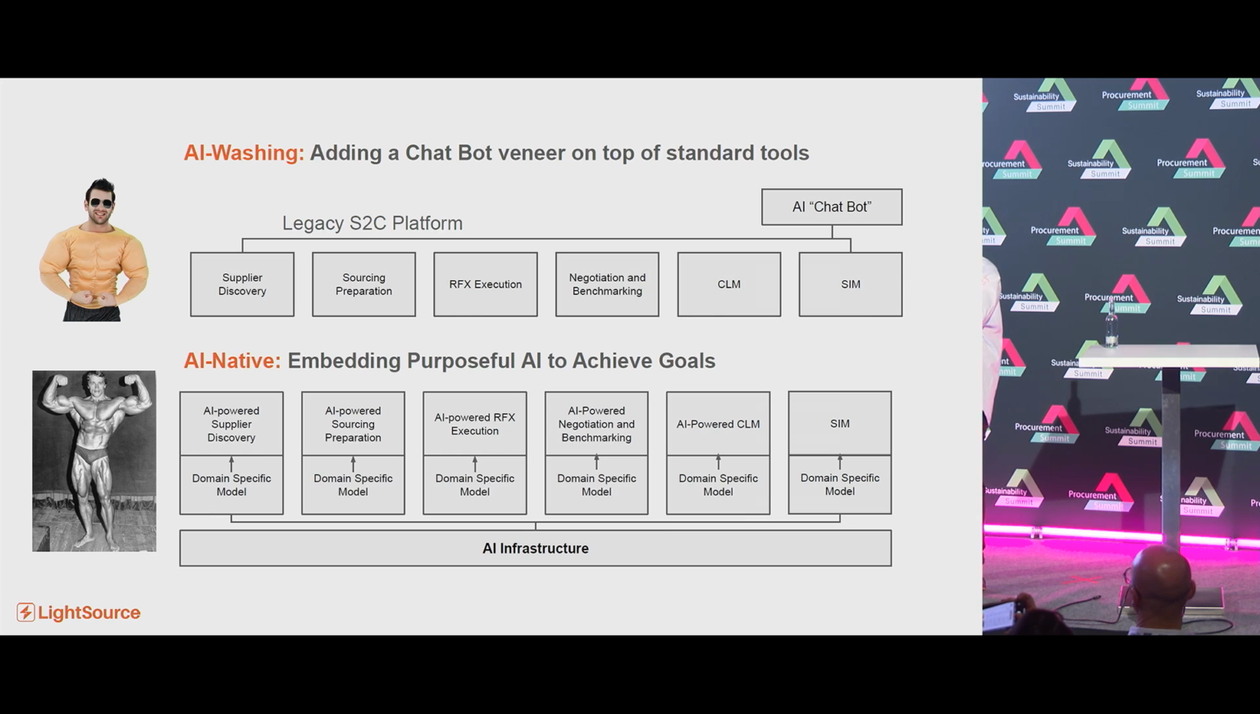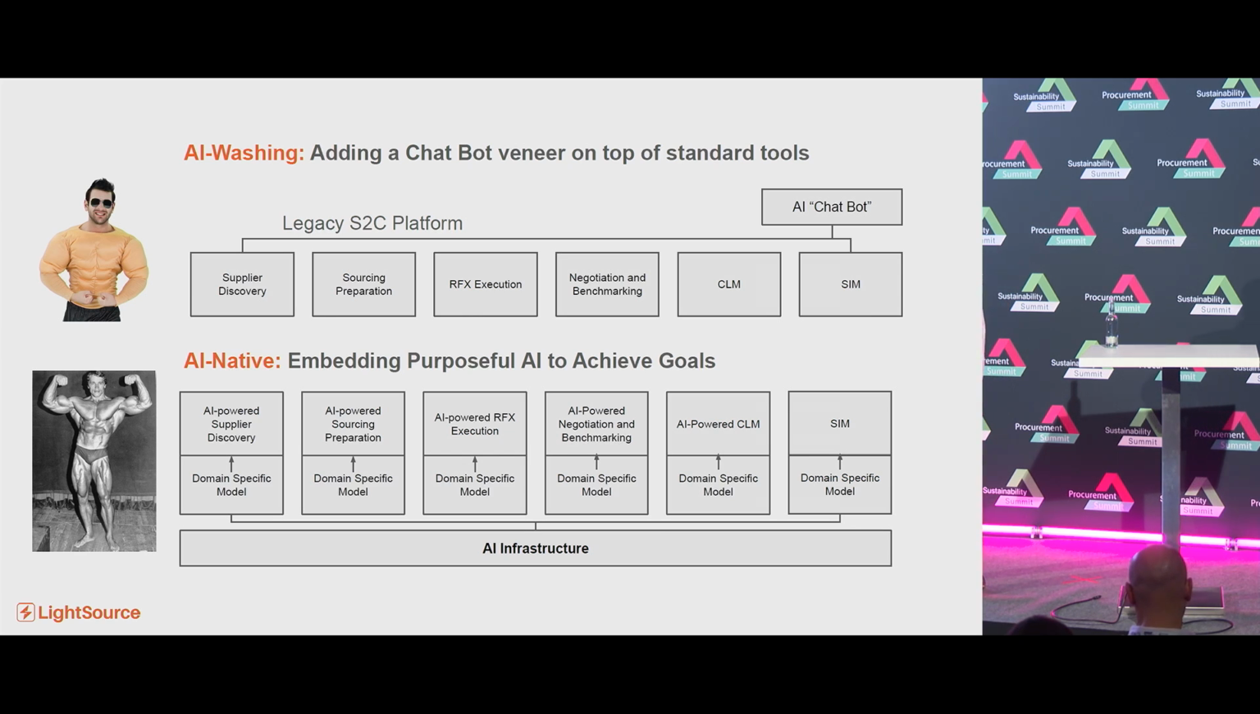But down here we have Arnold, who's, I guess, Austrian, not German. And I think of this as actually what a native AI system is, just like Lightsource, where we built the system from the ground up in a world where LLMs and other kinds of AI systems were already a reality.